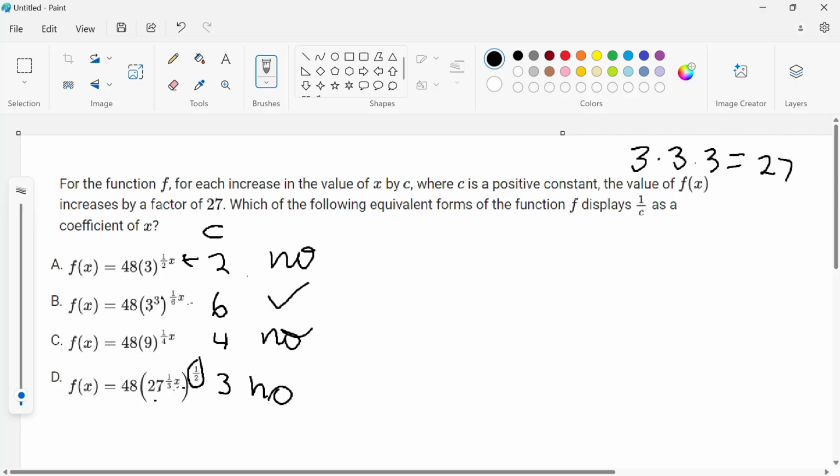However, maybe some people don't see that. And so there's another way to do this. Just plug the equations into Desmos. I have to find which one displays 1 over c as a coefficient of x. Coefficient, again, means whatever's in front of the x. And so I've already written down what the c's are. So I'm just going to put some values. I'll try A first.